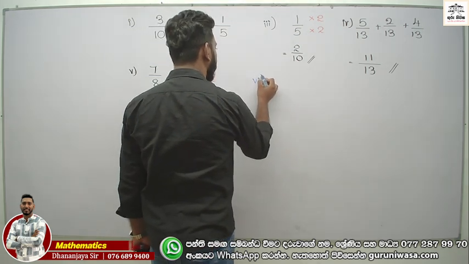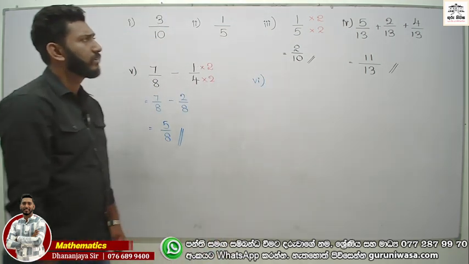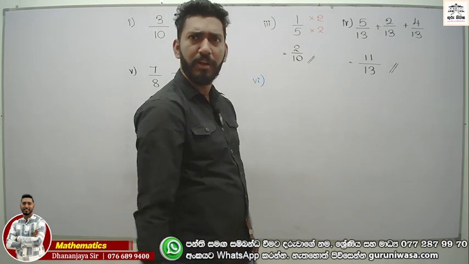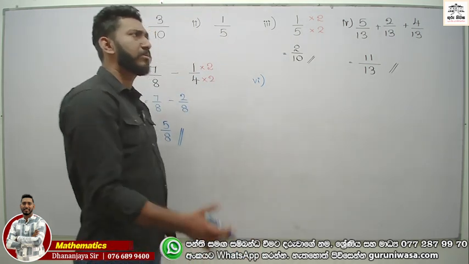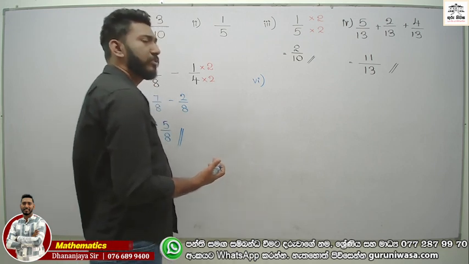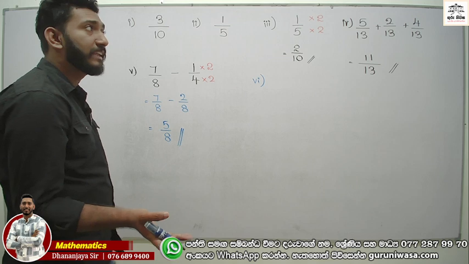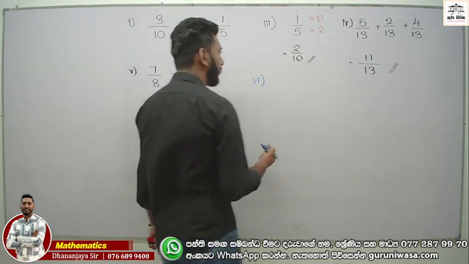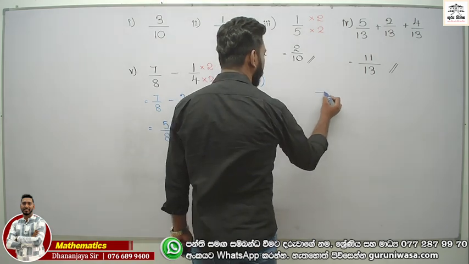Question number 6. Right? It says two unit fractions. Unit fractions have a numerator of only 1. The denominator here is 13. Right? Now look at this.